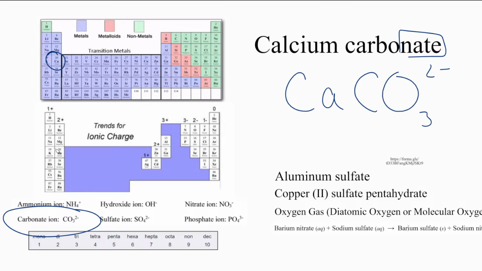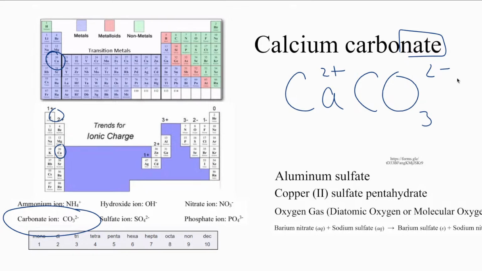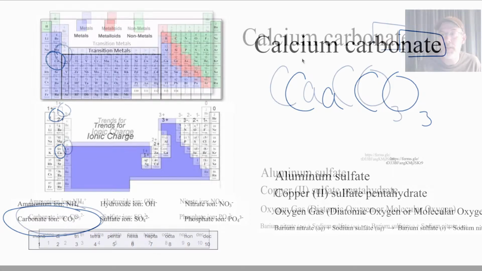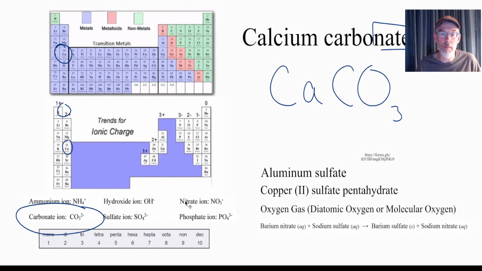2-. Calcium, we said, is 2+. So charges balance out. CaCO3. That's calcium carbonate. So those polyatomic ions, I really recommend you memorize these 6 right here because they come up all the time in chemistry.